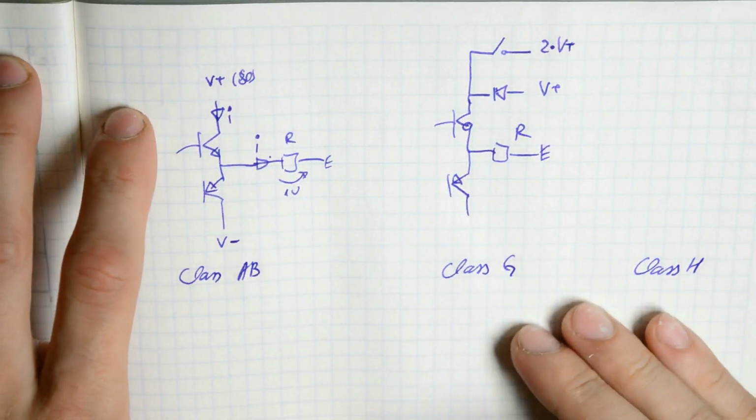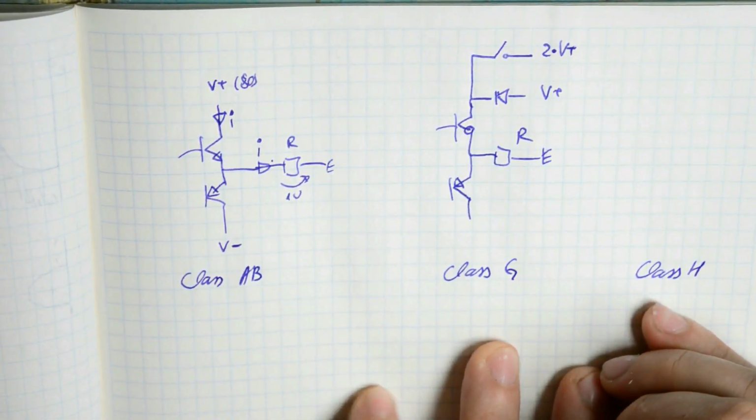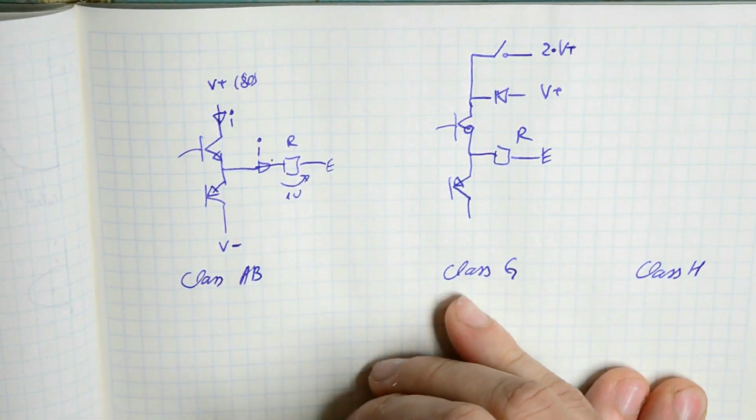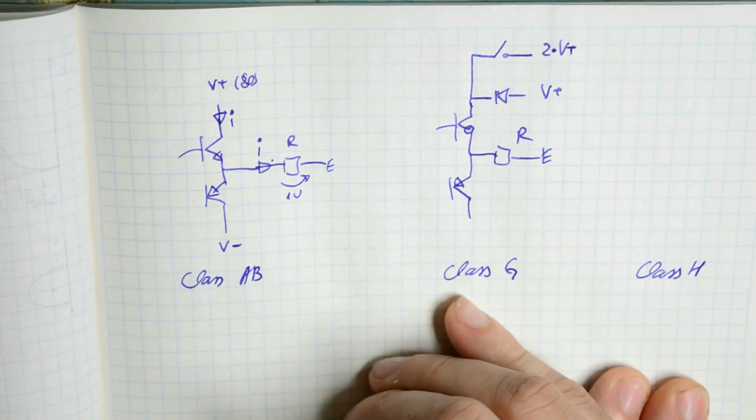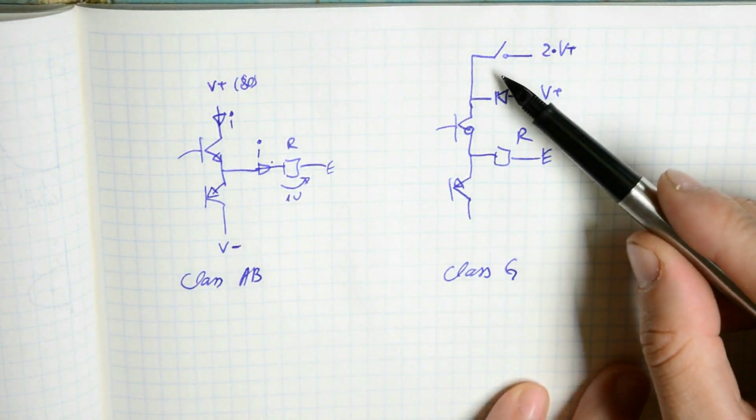Now, the final type of analog amplifier that I wish to talk about today is the class H. Basically, it takes the class G amplifier and improves its response. The problem with the class G amplifier is this switch.